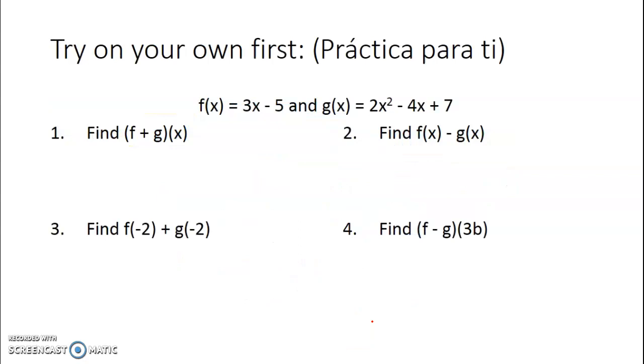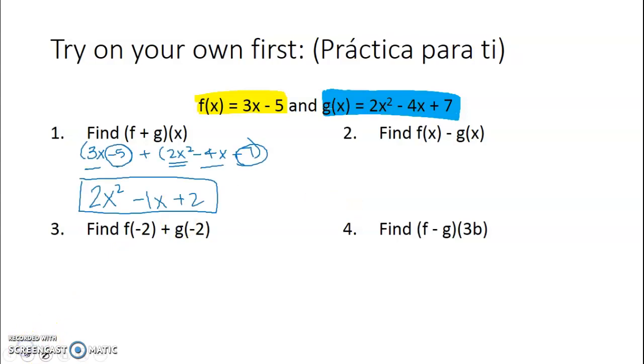These are ones you need to try. For all of them, you're going to use these two functions, the yellow one for f, the blue one for g. Pause this video so that you can try these problems and then check your answers. For the first one, I combined like terms. I was adding everything. I got 2x squared minus 1x plus 2. I'm going to use that answer in number 3. Pause again and keep going if you need to.